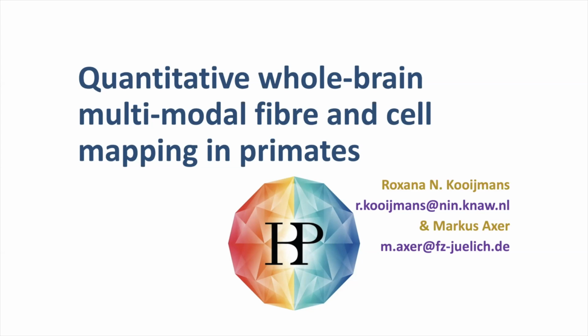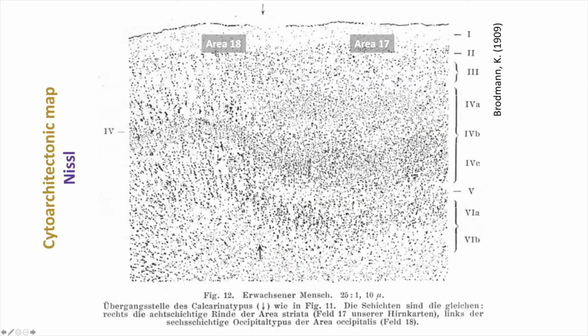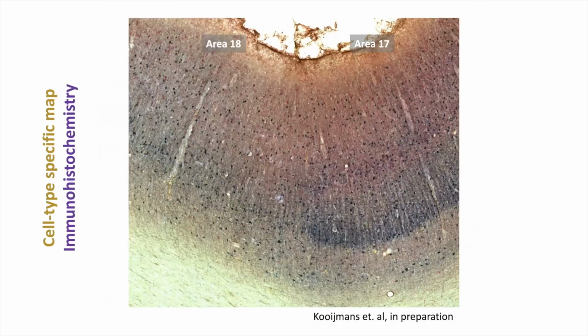So I'm going to start off, if my computer collaborates, with one of the most popular borders, highly featured today as well, between area 17 and 18. So this is what it looks like in a generalized cell body stain, in a Nissl stain. And this is what it looks like in my preparation, which is a cell-specific preparation here for 3 different cell populations. So this is possible due to a protocol that I have developed.